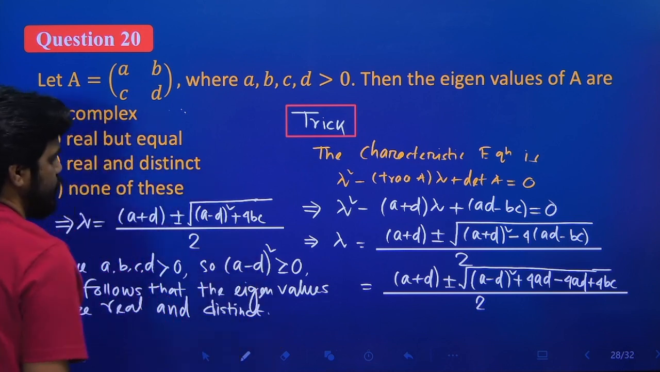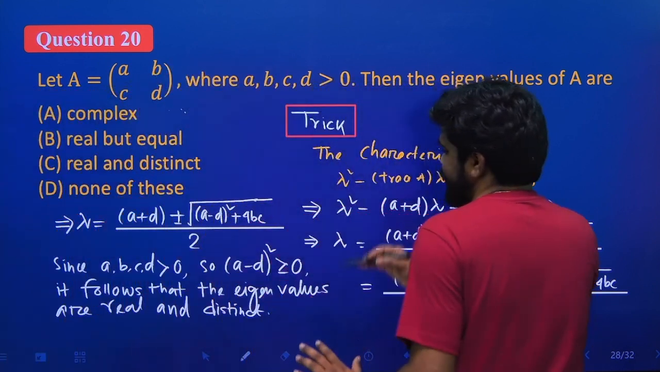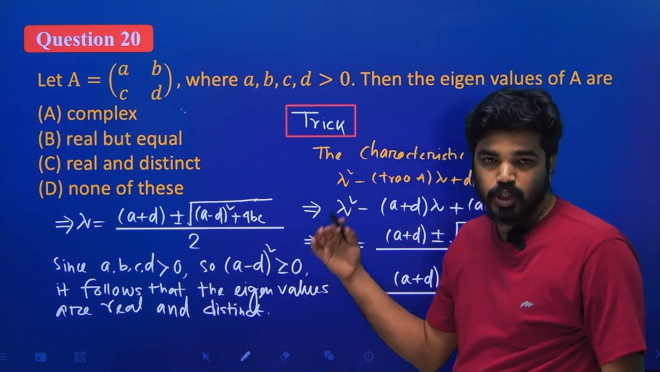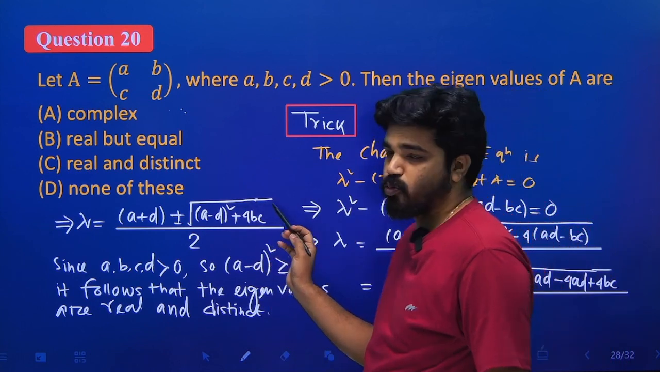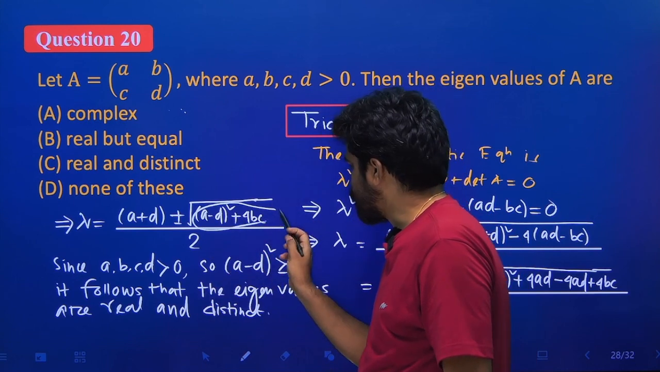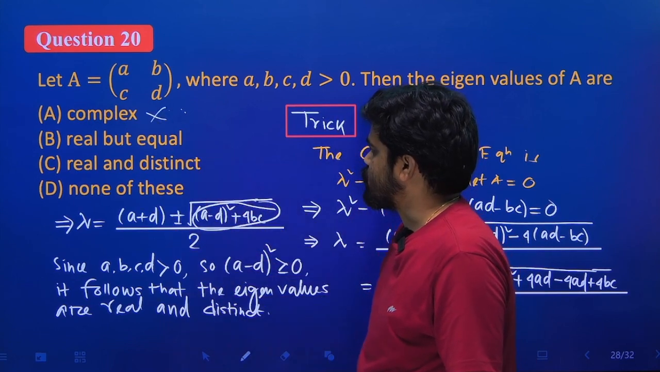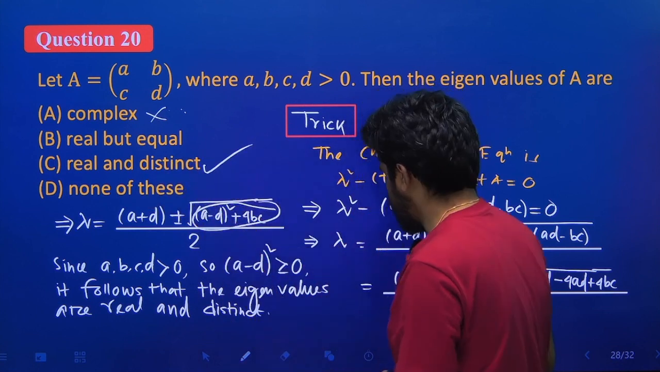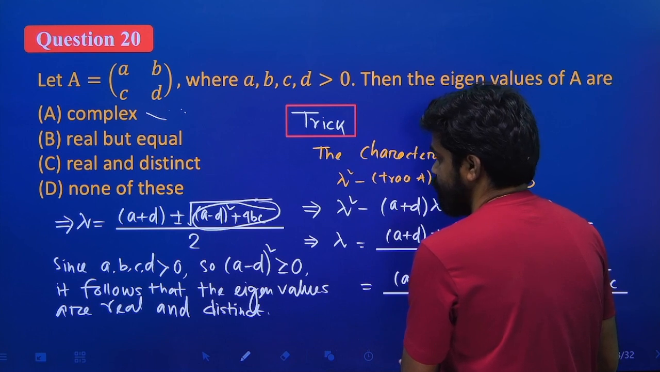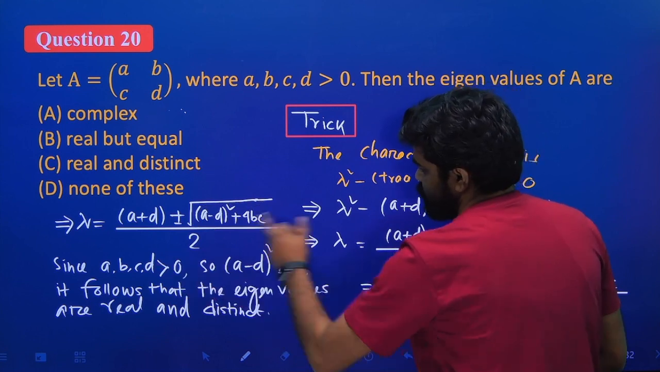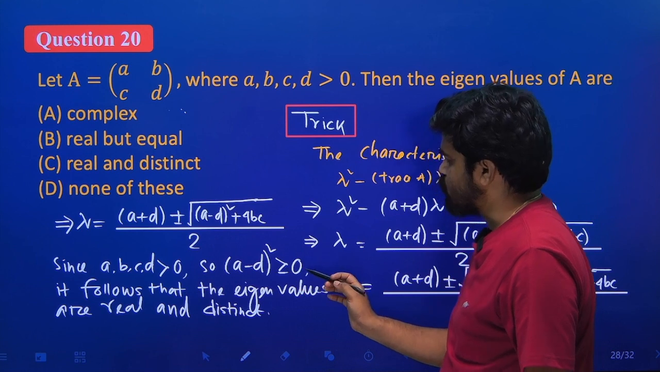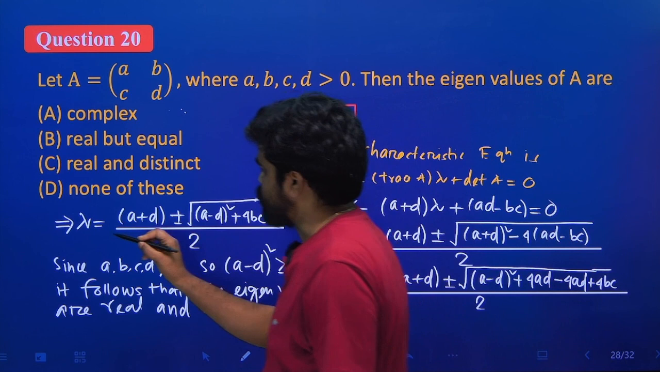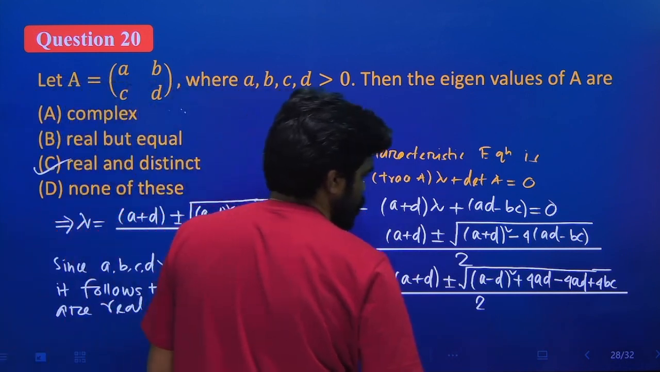Okay. Since a, b, c, d are greater than 0, (a minus d) whole square is always positive, plus 4bc is positive, so ultimately this is positive. So complex is not possible, real but equal is not possible. So real and distinct is the answer. It follows that the eigenvalues are real and distinct. So option C is the correct answer.